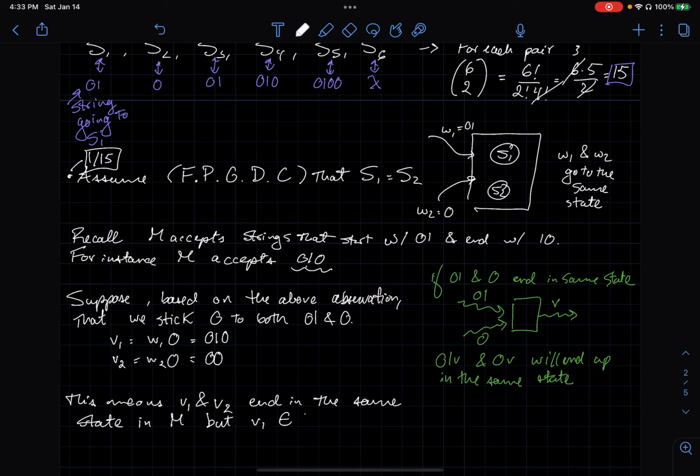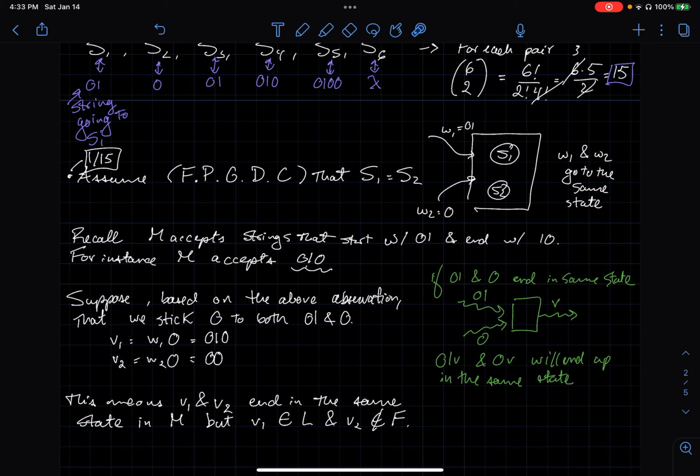v1 belongs to L and v2 does not. So what that means is that because of what v1 is, it's 0, 1, 0, and because of the nature of L, v1 should end up in a final state, but because of the nature of v2, which is 0, 0, and the nature of L, v2 should not end up in a final state. And so we have a contradiction, right?